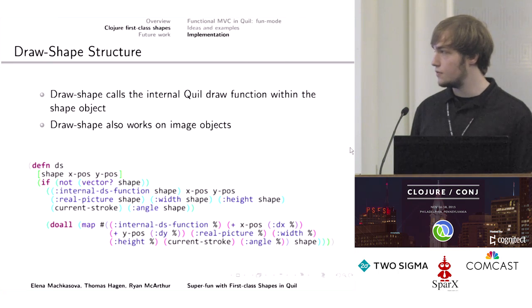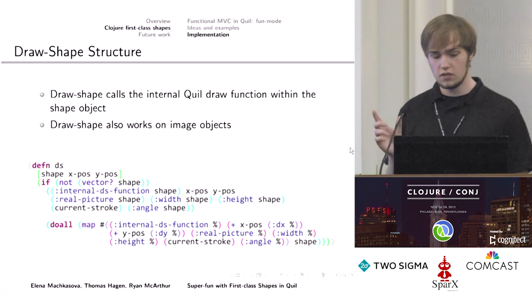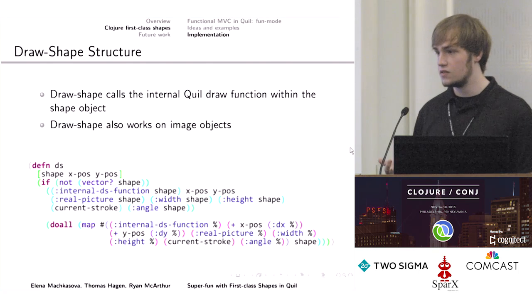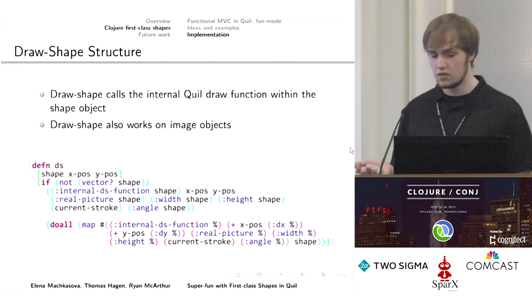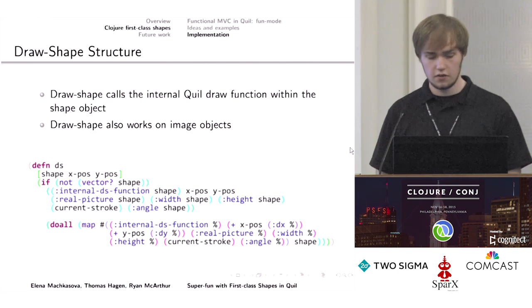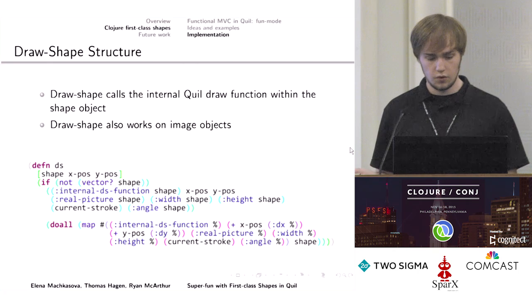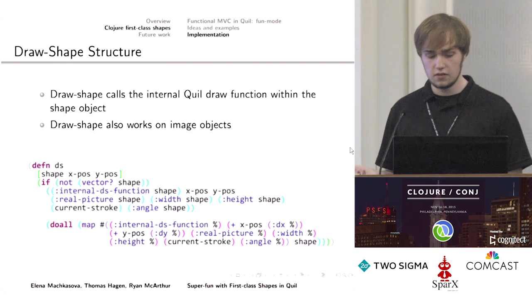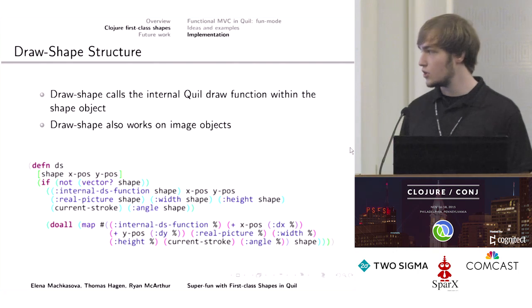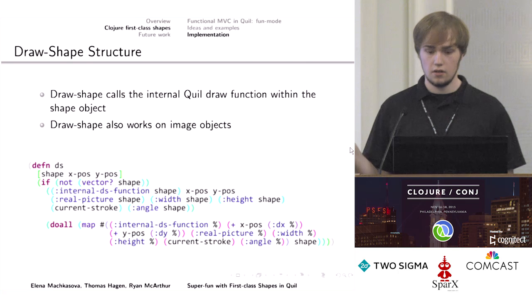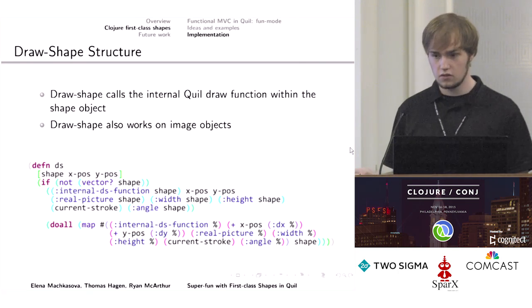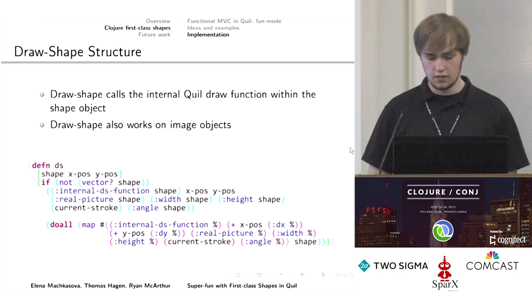And in the first case, if you are just handing it a simple shape, it goes into that shape and pulls out the drawing function from within that shape, and then hands it the x position and y position you want it on the canvas, whether or not it's a picture, the width of the shape from within the shape object, the height of the shape, the current strokes, and the angle for rotations. And if it is a complex shape that you're handing it, it's essentially the same process mapped over every simple shape within it, with the dx and dy translations for the offsets from the entire complex shape.